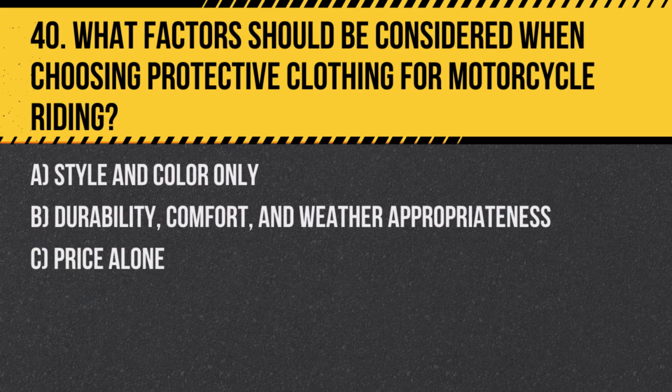Question 40. What factors should be considered when choosing protective clothing for motorcycle riding? A. Style and color only. B. Durability, comfort, and weather appropriateness. C. Price alone. Answer. B. Durability, comfort, and weather appropriateness. Proper protective clothing should protect against the elements and injuries, while also being comfortable to wear.